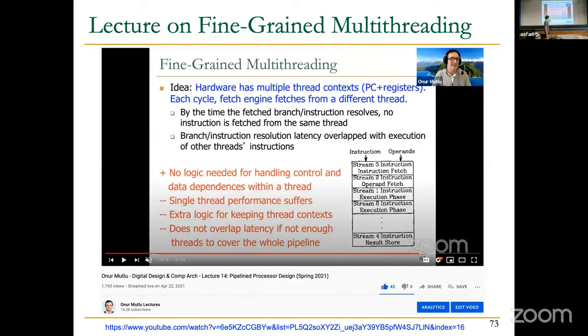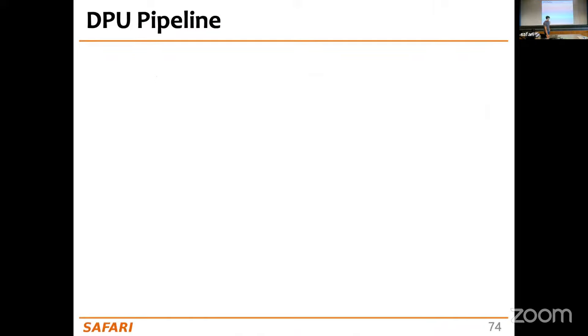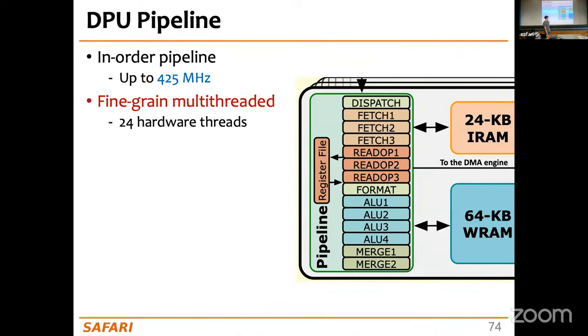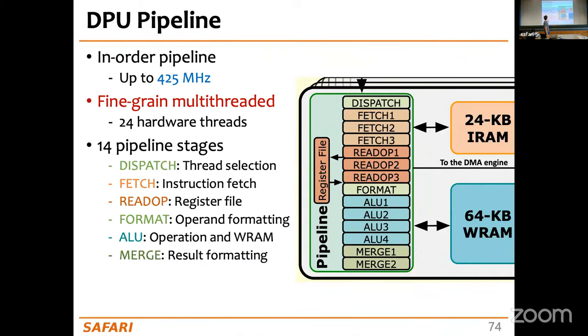And well, there are some lectures that you can check about fine-grained multithreading, for example, this one from Professor Mutlu, if you need to go a little bit deeper. But that's what you need to keep in mind when working with this UPMEM PIM system, with these UPMEM DPUs. You have a pipeline of 14 stages. In every single cycle, we start the execution of a new instruction from a different thread.